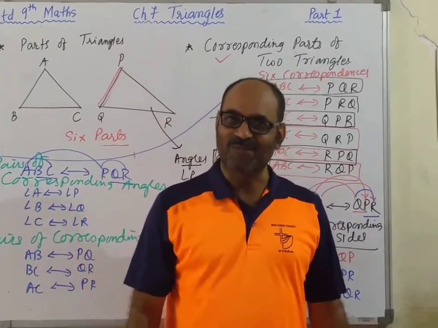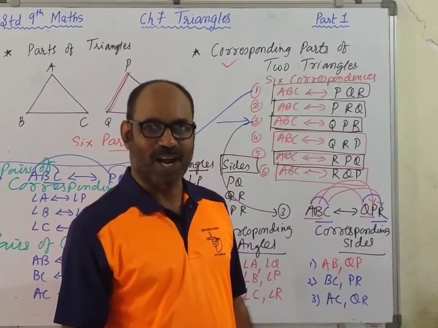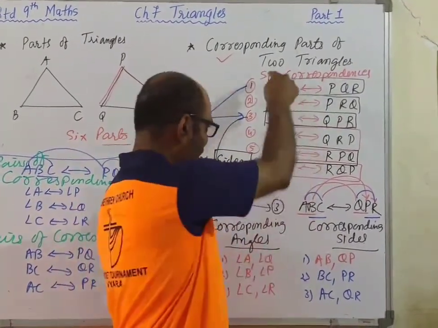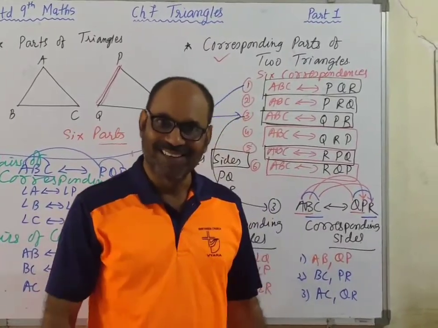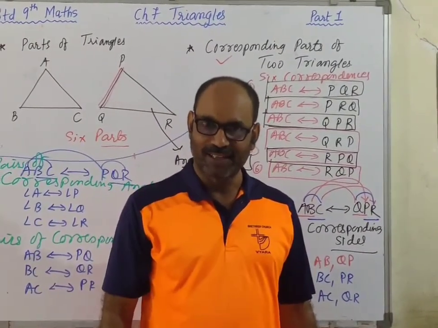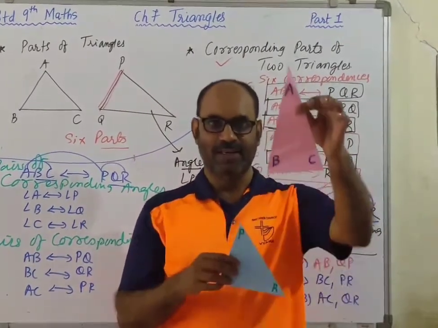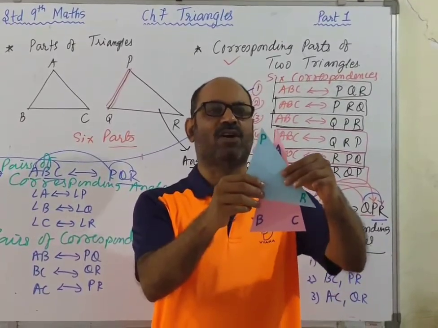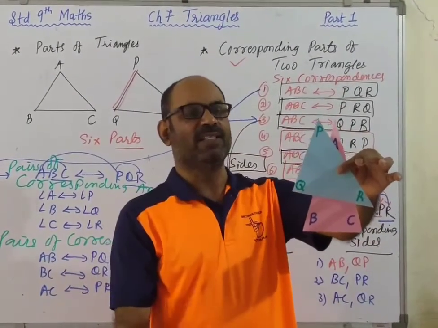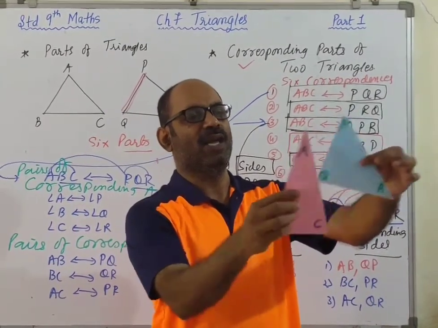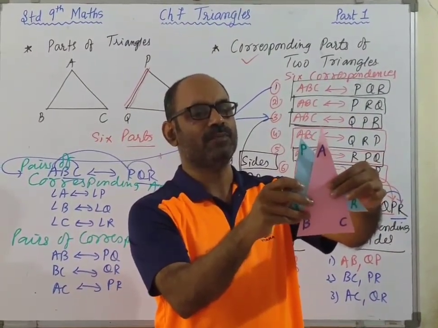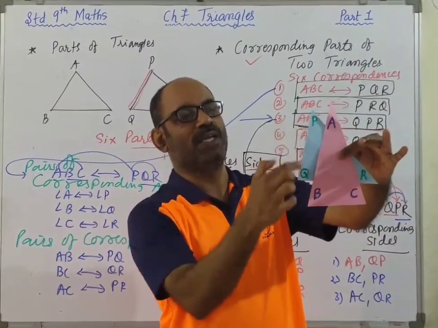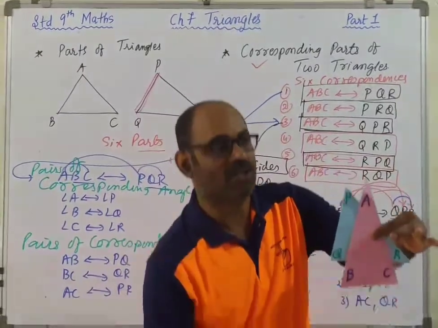So, children, how many correspondences are possible between the vertices of two triangles? If you consider triangle ABC and triangle PQR, you can see 6 correspondences are possible. Correct? Okay. Would you like to check it? All right. Here is triangle ABC, triangle PQR. The first correspondence I placed like this. You can see. Okay, I put this in front. ABC corresponds to PQR. That is the first correspondence.